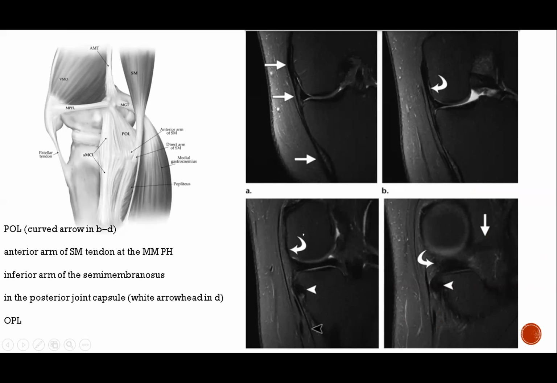This is the superficial MCL. So we can see the anterior arm or the tibial arm of the semimembranosus tendon getting attached to the posterior horn of the medial meniscus. And this is the inferior arm of the semimembranosus tendon. So there are slight hazy wavy fibers along the midline. This is the oblique popliteal ligament.